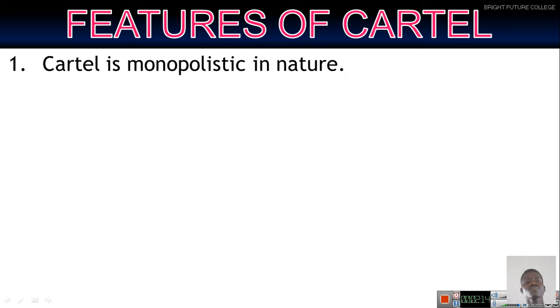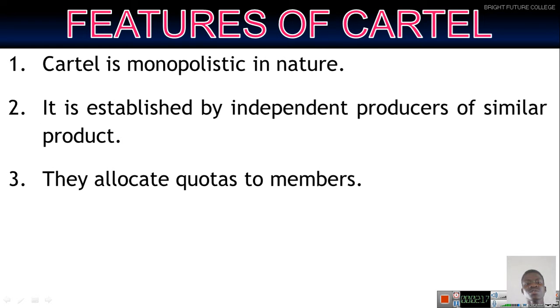Features of a cartel. The cartel is monopolistic in nature. It is established by independent producers of similar products. They allocate quotas to members. A quota is the quantity of products that you are allowed to produce and sell. If you produce more than that, you are penalized by the organization. So you have to produce just what you were asked to produce so that the price of products will increase, so that there will be artificial scarcity, so that the price of products will be controlled and increased, because of course their aim is to make profit.